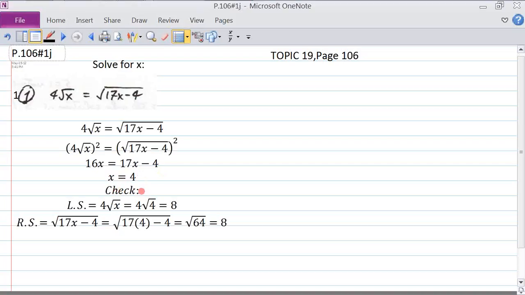So now we go back and check. The left side of the equation is 4 root x, which is 4 times the root of 4. The root of 4 is 2, and 4 times 2 is 8. We take the right side, we get the root of 17x minus 4. 17x is 17 times 4, which is 68, minus 4 is the square root of 64, which equals 8. The left side equals the right side, so the solution x equals 4 is valid.